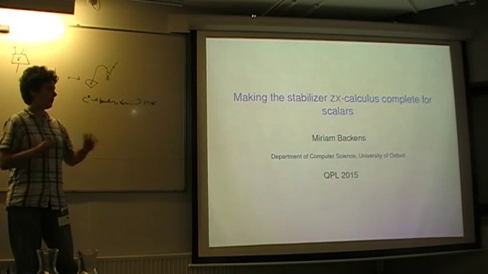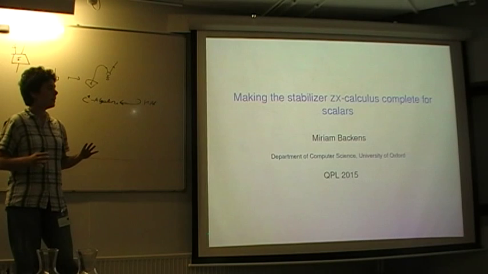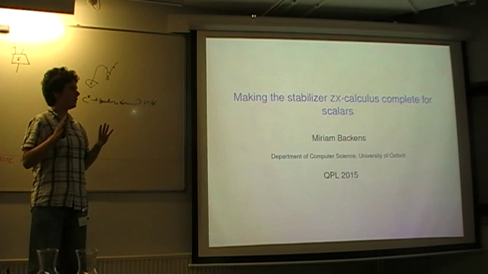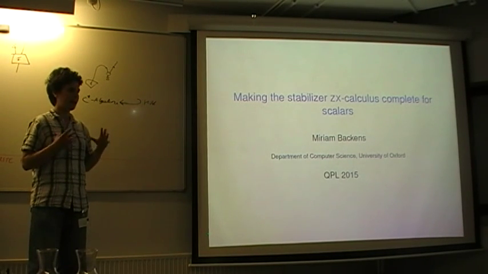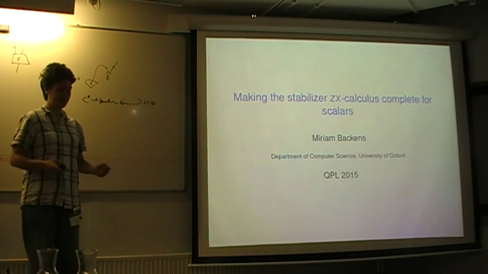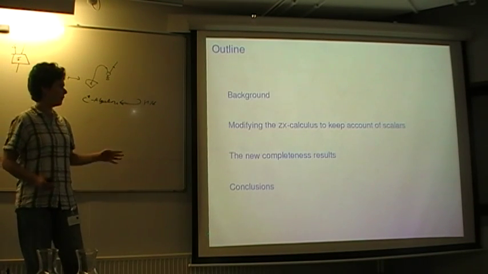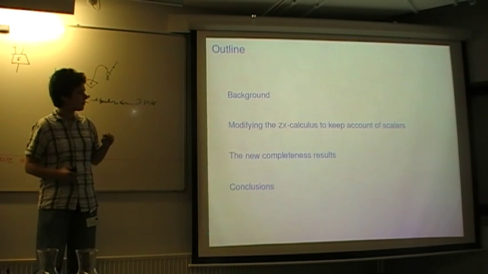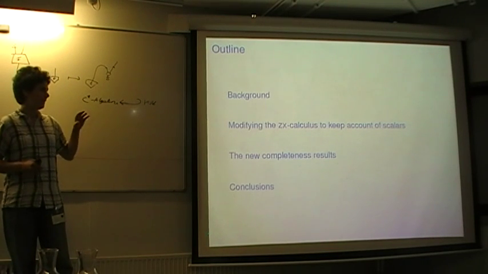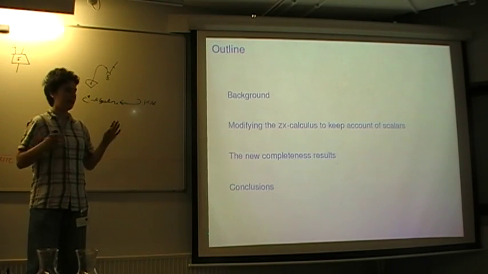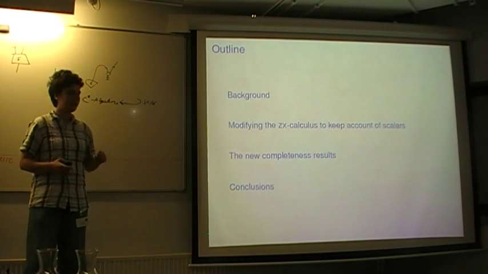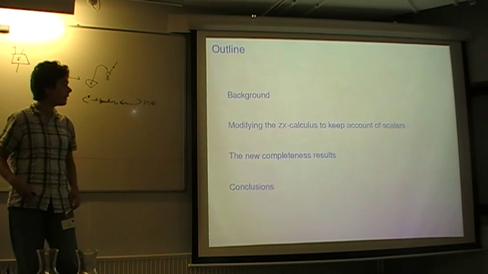And basically the way that the ZX calculus that I used was constructed completely ignored all the scalars. And so while you could show equality between operations up to scalar factor, you couldn't do anything like calculate amplitudes or probabilities. And I'm now putting the scalars back in so we can do that graphically. So the structure of the talk: I'm first giving some background information, including recaps of the stuff that I talked about 3 years ago. And then I'm going to show you how to modify the ZX calculus so that it keeps account of scalars, where beforehand it used to forget them. And then I will give the new completeness results, and finally some conclusions.